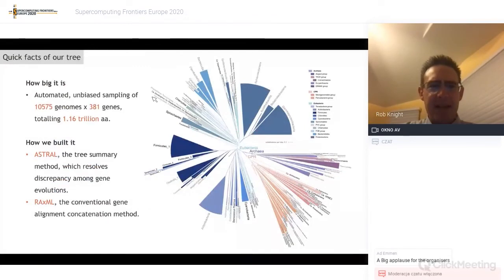So what is exciting about our tree is, first off, it is very large. So Qiyun developed an automated and unbiased sampling of over 10,000 genomes and the 381 genes from MetaPhlAn, totaling 1.16 trillion amino acids. And so what we did is we used a combination of ASTRAL, which summarizes trees by resolving discrepancies among the evolution of different individual gene families, and then RAxML, which is a conventional way of taking a concatenated set of proteins, building an alignment of that, and then building a tree from that multiple sequence alignment.